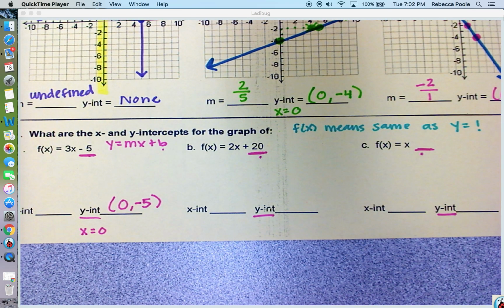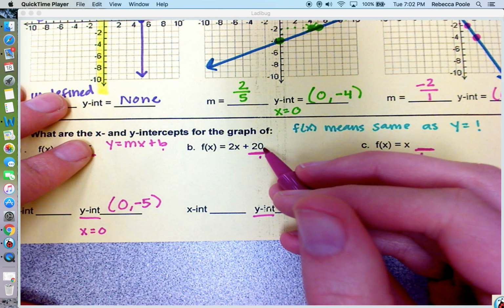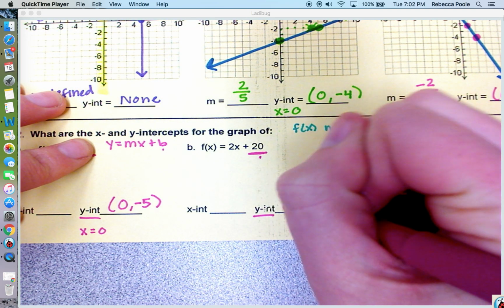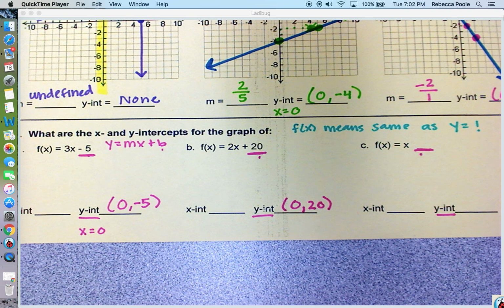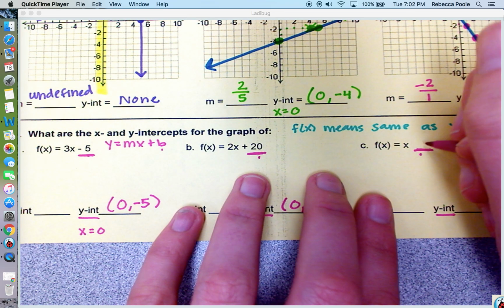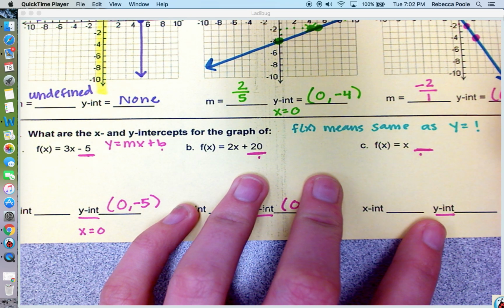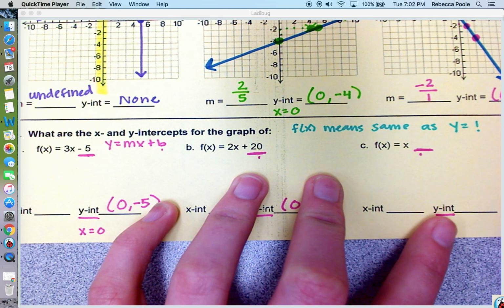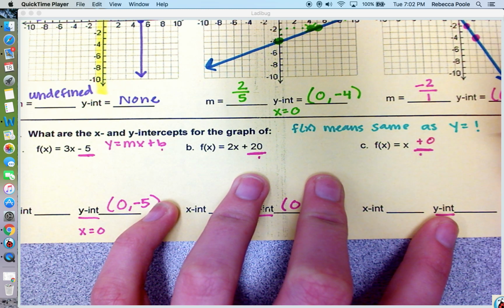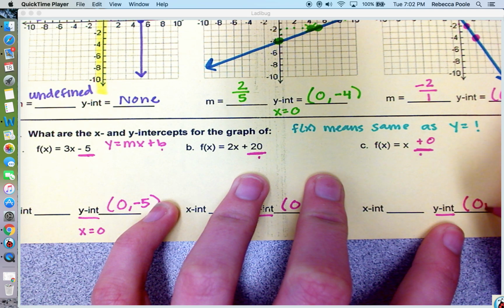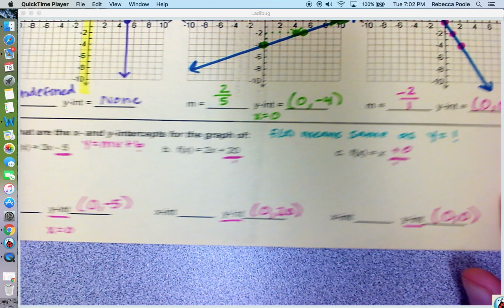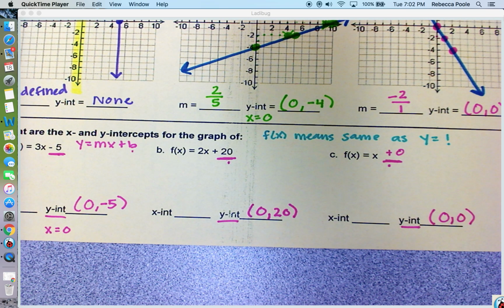Make sure you write it as an ordered pair. Okay? For b, the base is 20. Remember, it's 0, 20, because x should be 0. And then for C, there is no base, so what is the y-intercept? Good, we just talked about this. It's plus 0, because there's nothing there. Or if there's no base, you know you start at the home base. So there's my y-intercept for all of those.